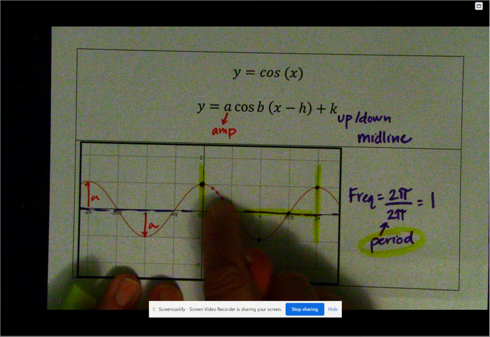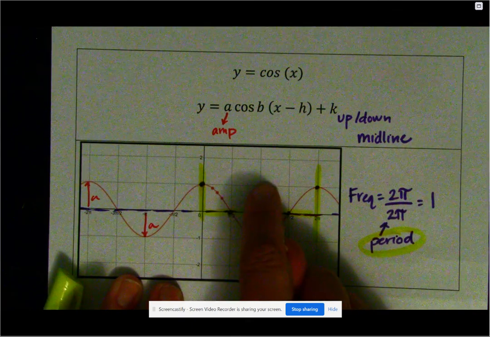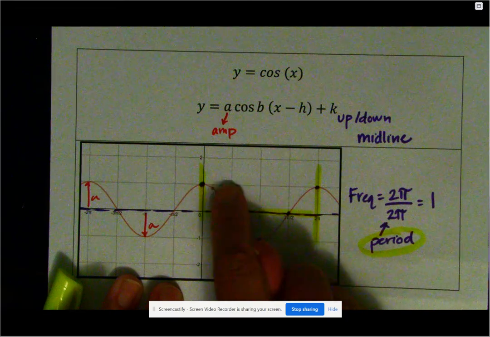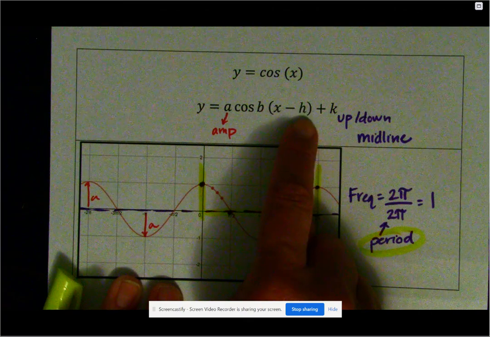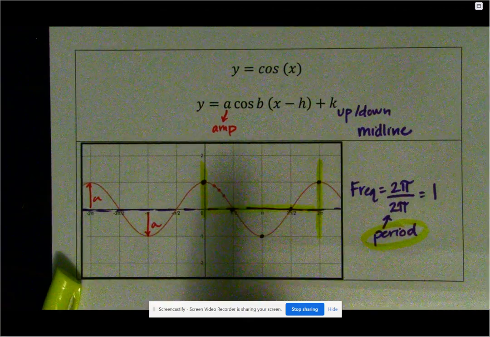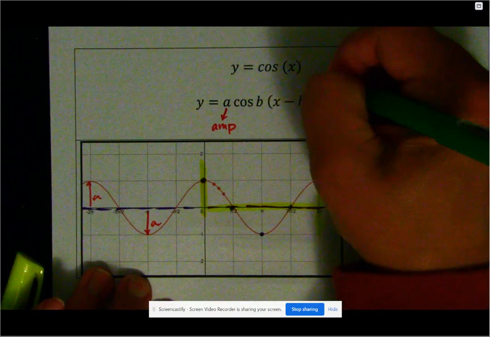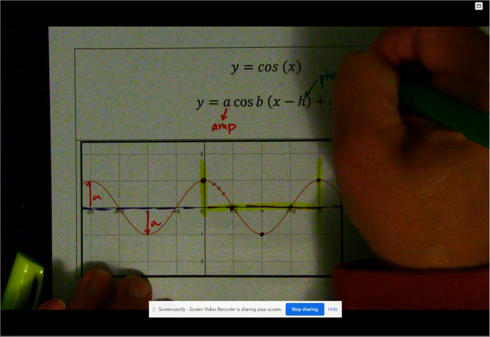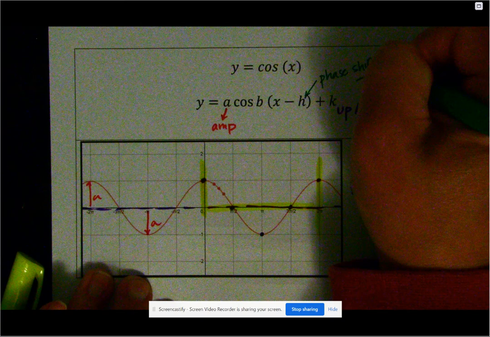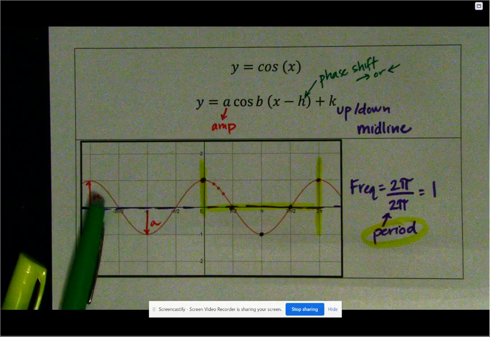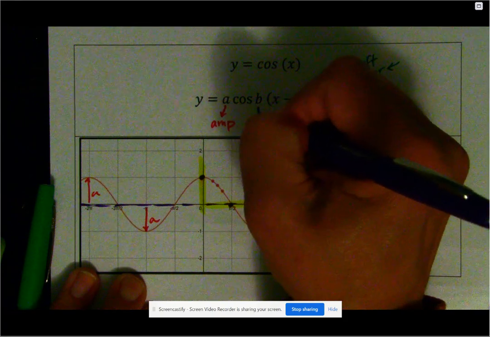And then for the phase shift, I like to look at this point. If it's a cosine graph, does it start over here somewhere? Does it start over here somewhere? If it does, then that means it has a phase shift or a translation right or left. So let's go ahead and write phase shift, right or left. I always look to the right. And then this right here is called the frequency, which can be calculated.